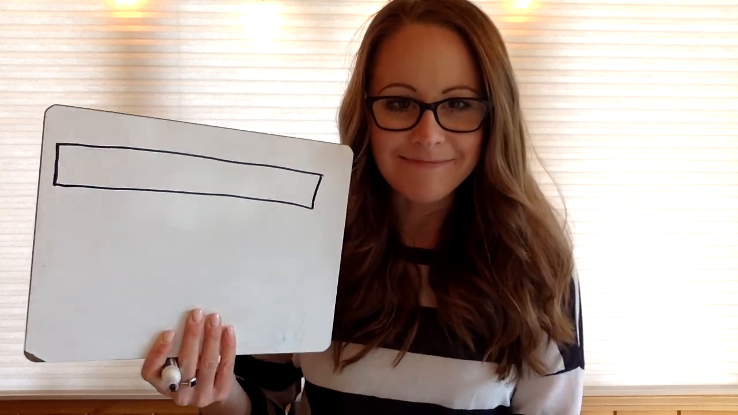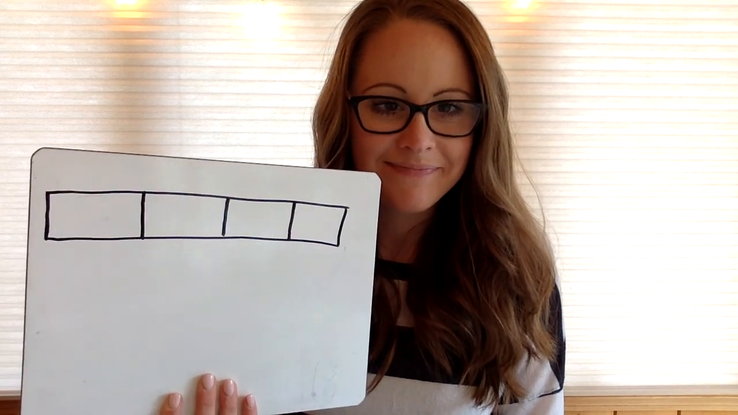So it says each of Maria's 4 friends, so she has 4 friends, has 5 markers. How many markers do Maria's friends have in all? So let's start by making us a giant rectangle. That will be our tape diagram. Mine looks just like this.